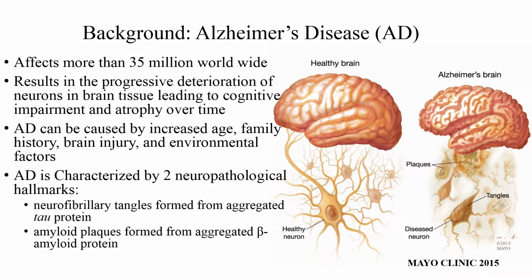Alzheimer's disease, AD, is the most common form of dementia, a neurodegenerative disorder that affects more than 35 million people worldwide that results in the gradual, irreversible deterioration of brain tissue and cognitive impairment. AD can be caused by increased age, genetic predisposition, brain injury, or environmental factors. AD can be characterized by two neuropathological hallmarks: neurofibrillary tangles formed by the intracellular aggregation of tau protein, and amyloid plaques formed by the aggregation of extracellular beta-amyloid protein.